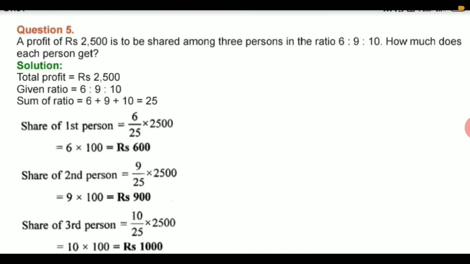Then next, the second person's share will be 9 upon 25 into 2,500. So again 25 can cancel 2,500 by 100 times. So 9 into 100 will give me 900, the second share. And the third share will be 10 upon 25 into 2,500, which is 1,000. If you add all these numbers, I should get 2,500. Please try it. Okay, that's all for exercise 11C. Thank you so much.